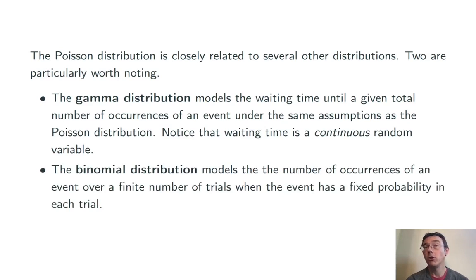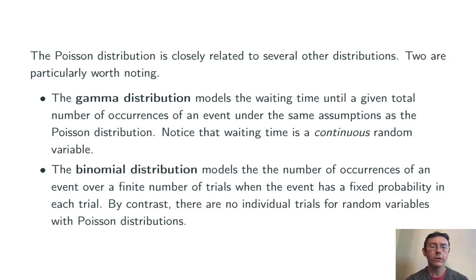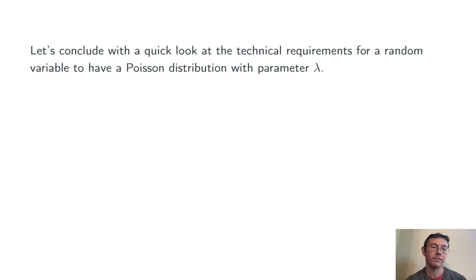Next, the binomial distribution, which models the number of occurrences of an event over a finite number of trials when the event has a fixed probability in each trial. By contrast, there are no individual trials for random variables with Poisson distributions. We could have events, in theory, occur as many times as you would like over any particular interval.